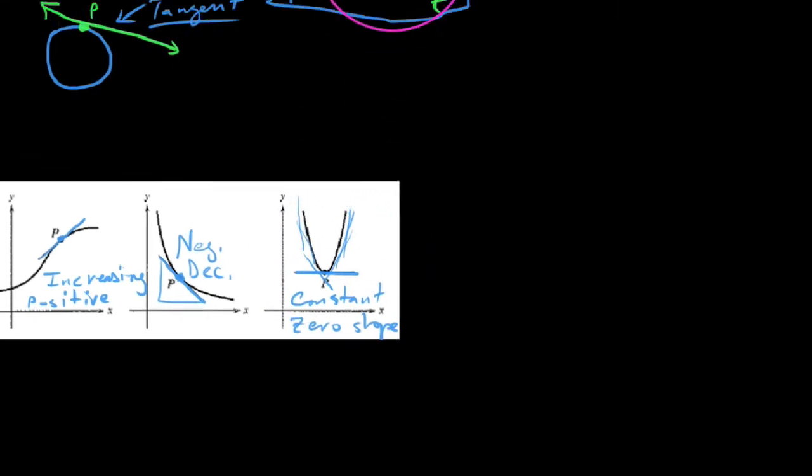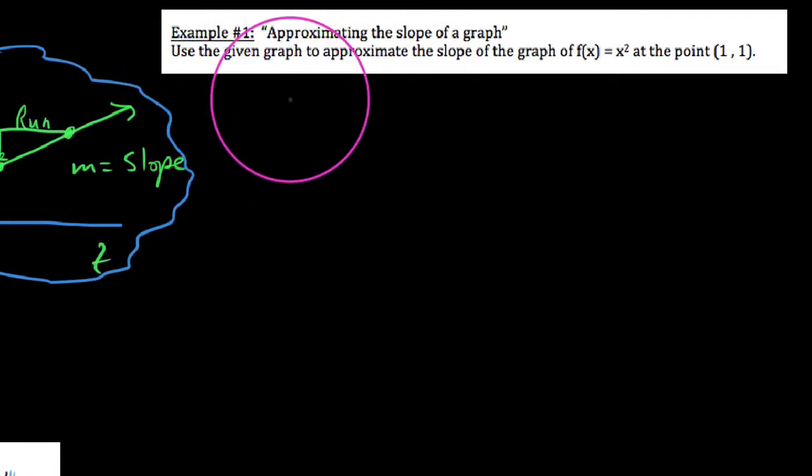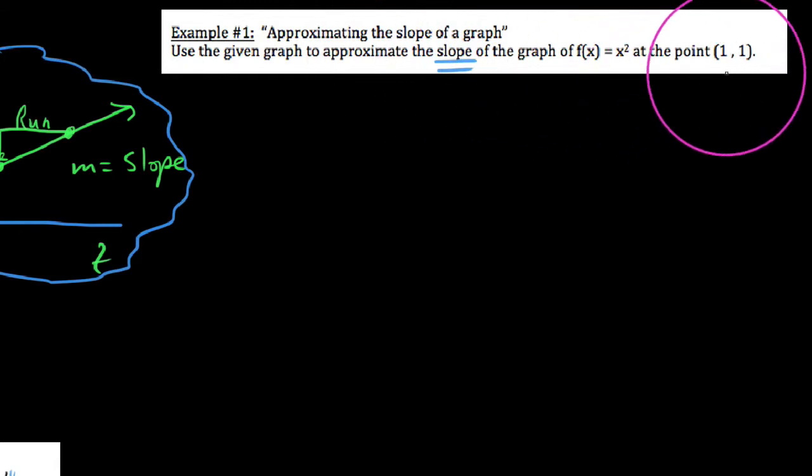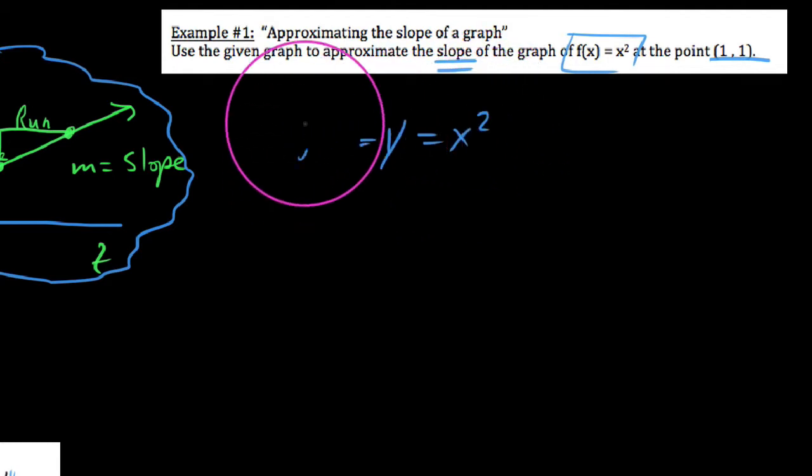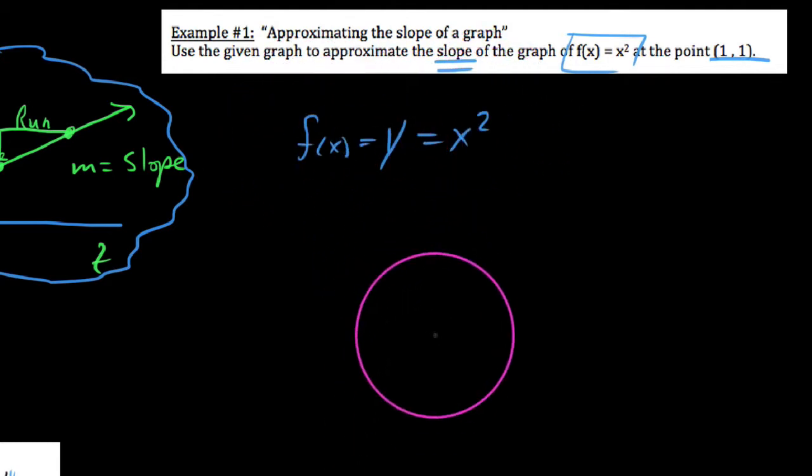So that being said, here's what we're going to do. We're going to use this idea of a tangent line to help us approximate the rate of change or the slope of any given graph at certain points. So what I've got here is a situation where I want to use a tangent line to approximate the slope of the graph at this point. And this graph in this case is just f of x equals x squared. So we can also say y equals x squared. So this is some parabola.